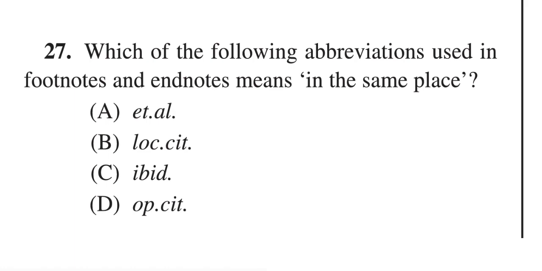So there, inside the research paper, you have to use footnotes sometimes if it is required, and endnotes if it is necessary. So at that time, our question is asking which of the following abbreviations used in footnotes and endnotes means in the same place. So the correct option of this question will be number C. It says Ibid.